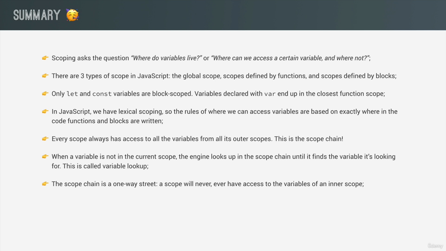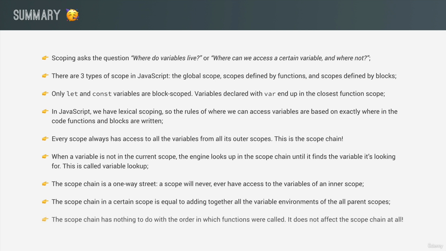We can also think of the scope chain in a certain scope as being equal to adding together all the variable environments of all the parent scopes. And finally, we need to keep in mind that the scope chain has nothing to do with the order in which functions were called. So the order of function calls does not affect the scope chain at all.